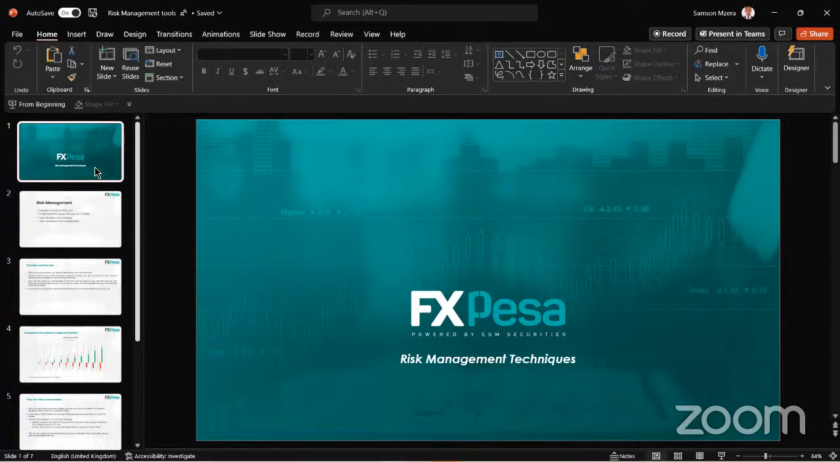Now, after you found your bias or general direction, you'd still need to know where to enter. And that's where finding the right entries came in. And that was covered quite a bit yesterday. Today, we're going to talk about risk management techniques.